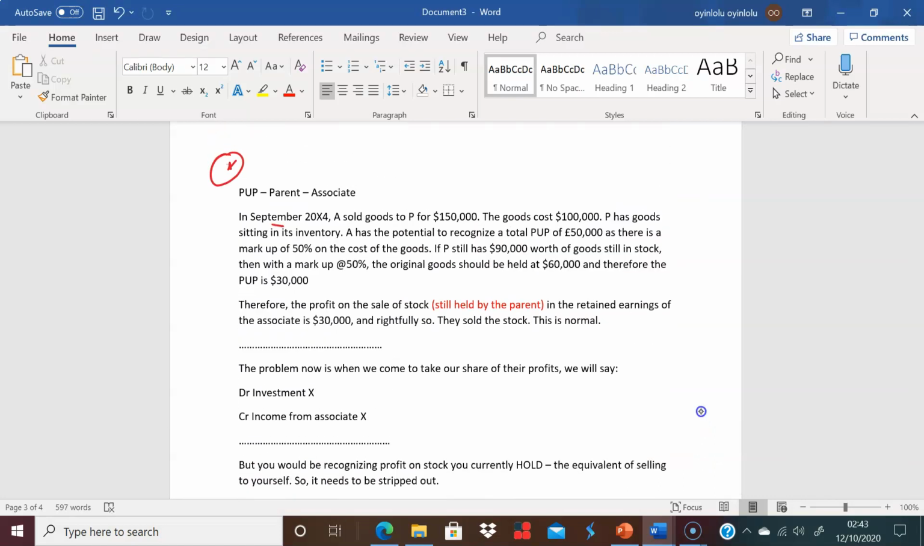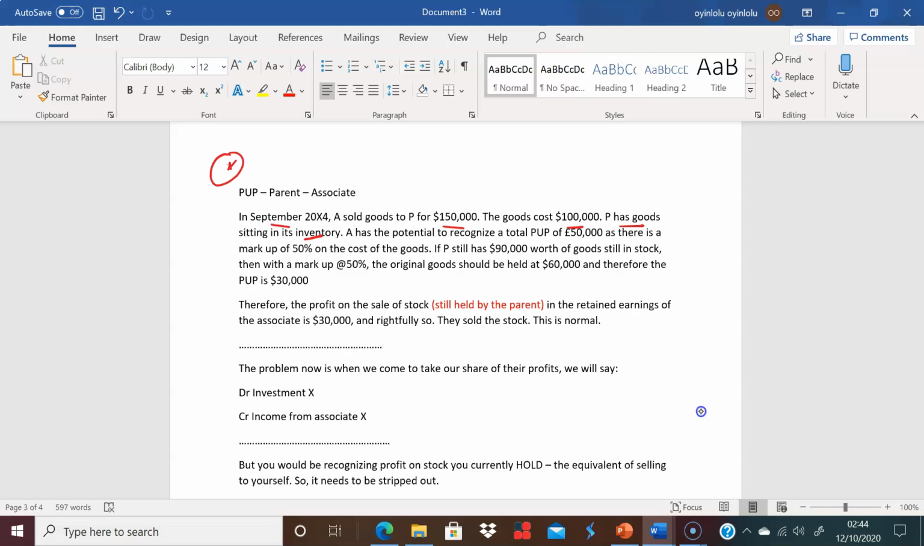So what happened? September 2004, A sold goods to P for $150,000. The goods cost $100,000. So P has goods sitting in its inventory. A, the associate, has sold these goods, and initially it would have recognized a total profit of $50,000, as that was the markup. A sells goods that cost 100 to this third party, and recognizes all its profit.